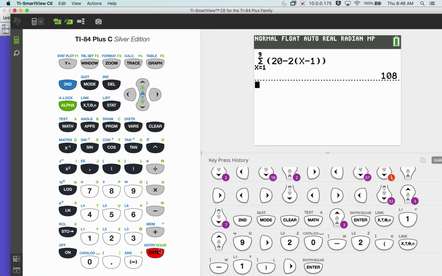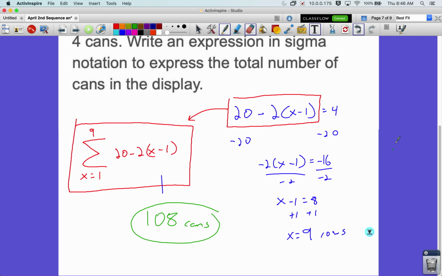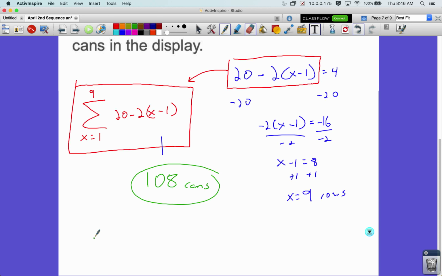All right, and I get 108 cans. Let's double check it with the algebraic way of doing this. So we could say the first row had 20, the last row had 4, so I'm going to average that by doing 20 plus 4 divided by 2, then I'm going to multiply by the number of rows, which was 9. Let's do this in our calculator. 20 plus 4 divided by 2 is 12, times 9 also gets me 108 cans.